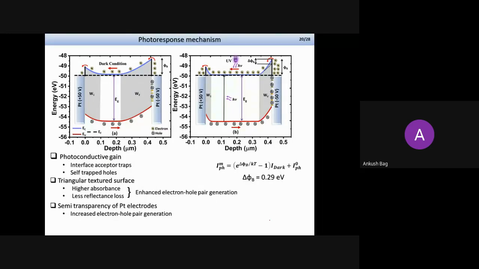So this is again the mechanism we have tried to understand. Why are we getting such a high photo to dark current ratio or efficiency? Here you can see we have the photoconductive gain, the advantage of the triangular textured surface, as well as the advantage of the platinum electrodes. All these factors are essentially increasing the responsivity or the external quantum efficiency of our device.